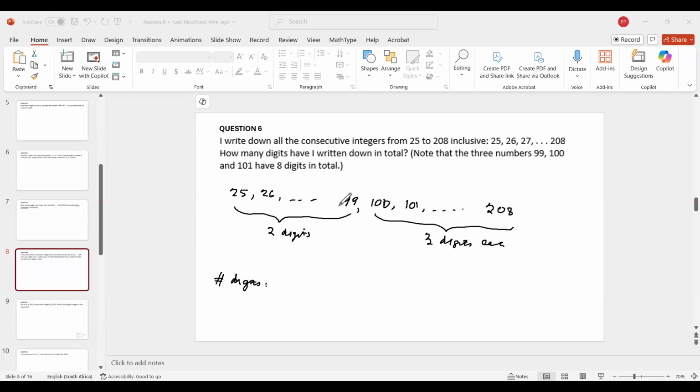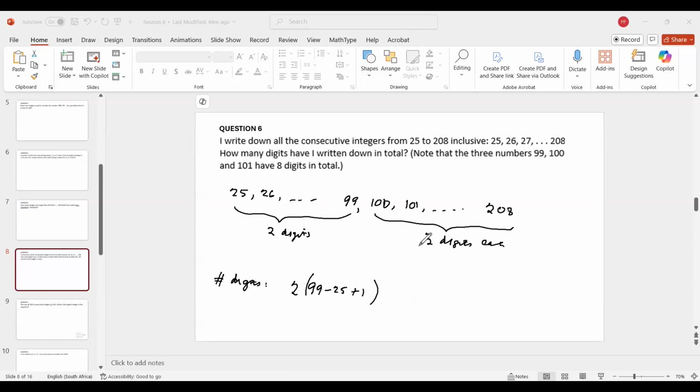First, I need to know how many numbers there are. And we said it's 99 minus 25 plus 1. We said last one minus the first one, add 1 to it. That's the number of numbers. And each number produces 2 digits. So this is the number of digits in this lot.